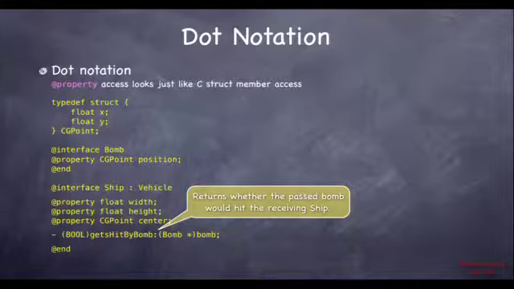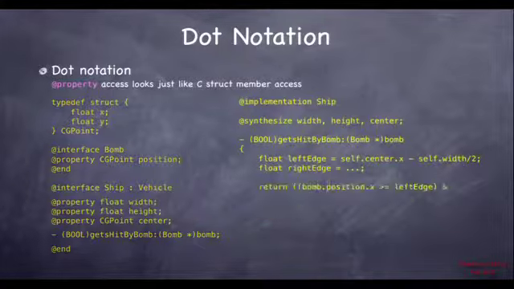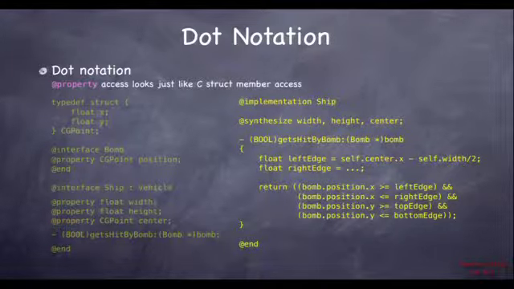And so I want to write a method, getsHitByBomb, which is sent to the ship. Say, if I drop this bomb on you, will you be destroyed? So it returns a BOOL as to whether it's going to be destroyed. So what would that code look like? Here's a possible implementation, or a skeleton of it anyway. All I do is calculate the left edge, the right edge. I'd have to calculate the top edge and the bottom edge too. And then I just return whether the bomb's position is between those edges.